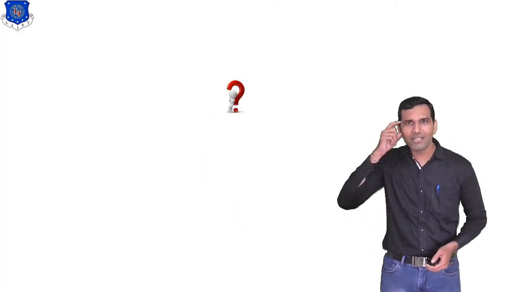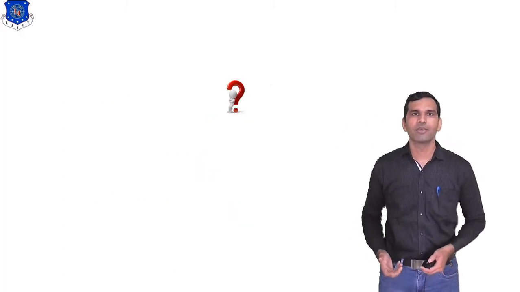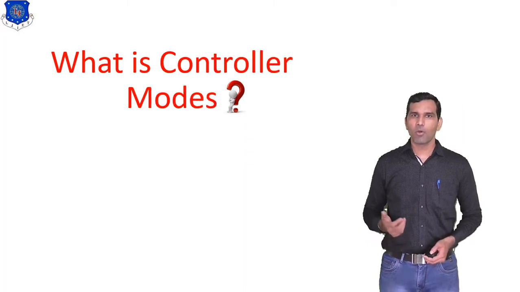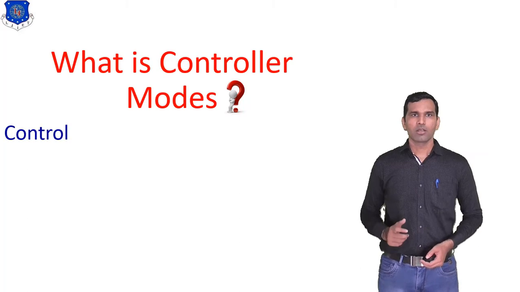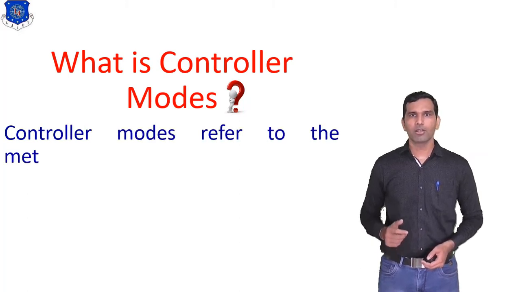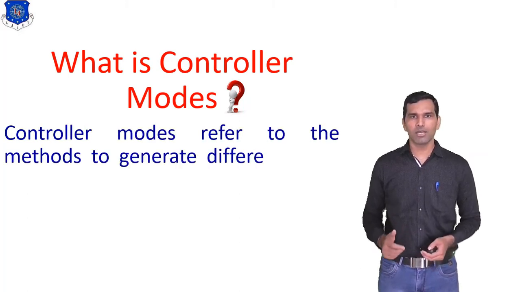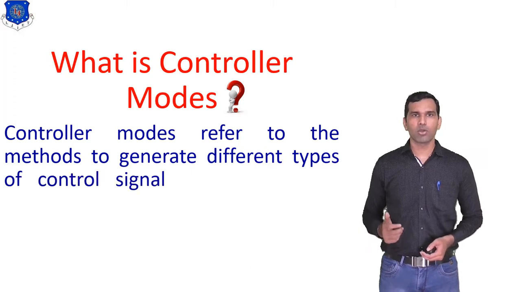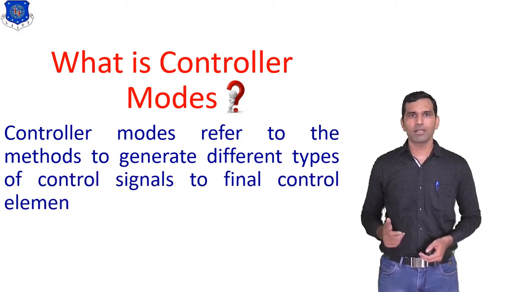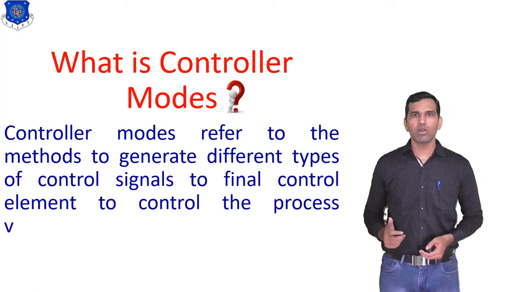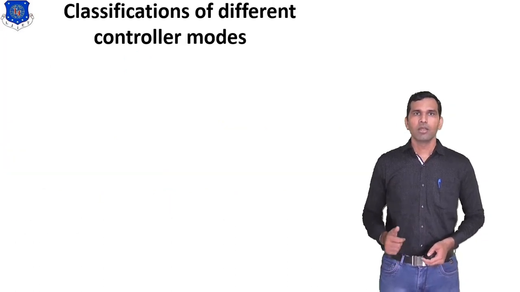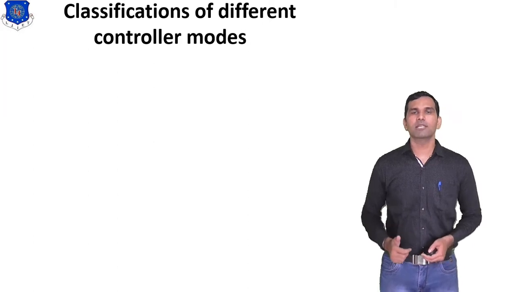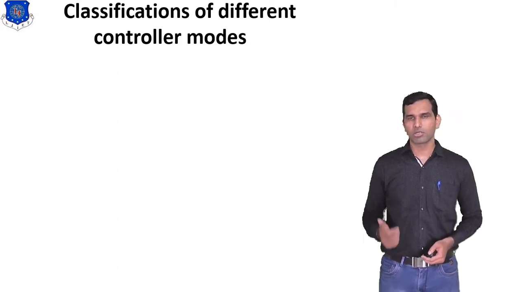So first, a question comes to our mind: what are controller modes? The answer is, controller modes refer to the methods to generate different types of control signal to the final control element to control the process variable. Now we discuss the classification of different controller modes.